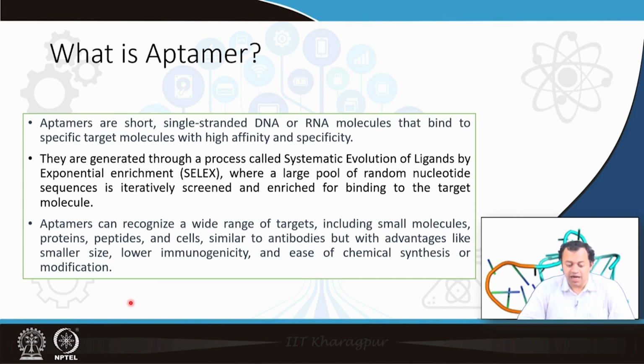Similar to antibodies, but with advantages like smaller size and, most importantly, unlike antibodies, aptamers are far cheaper. Aptamers are small chains of RNA, DNA or peptides that attach themselves to specific targeted molecules, not just proteins, peptides, or individual cells. They can be cheaply produced, and the ease of chemical synthesis or modification makes them even better examples.